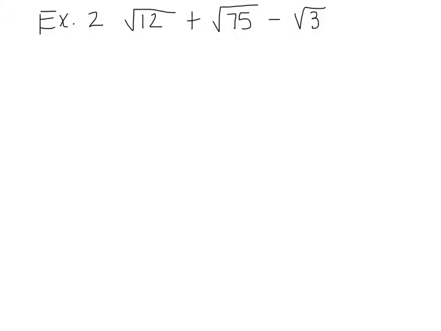Okay, now sometimes you have to simplify before you can add or subtract. So I'm going to break down each one that I can. So I know 12 is 2 and 6, and then 2 and 3. So that means my 2 comes out, because I'm doing groups of 2 since it's square root. And my 3 stays under.